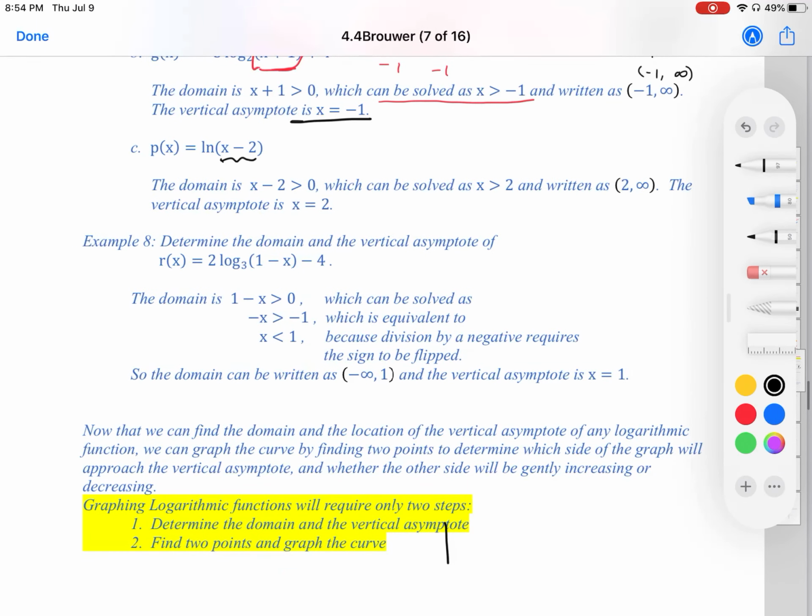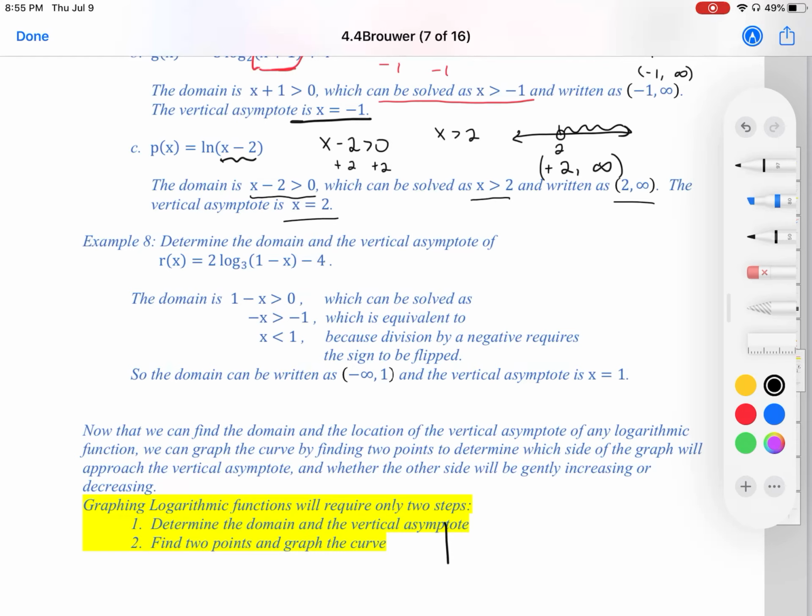All right, let's solve our argument. x minus 2 is greater than 0, plus 2 on both sides. x is greater than 2. Let me draw my number line so I can interpret this better. x is greater than 2, so it's from 2 to positive infinity. All right, so the domain is x minus 2 greater than 0, which can be solved as x greater than 2, written as 2 to infinity, and the vertical asymptote is x equals 2.